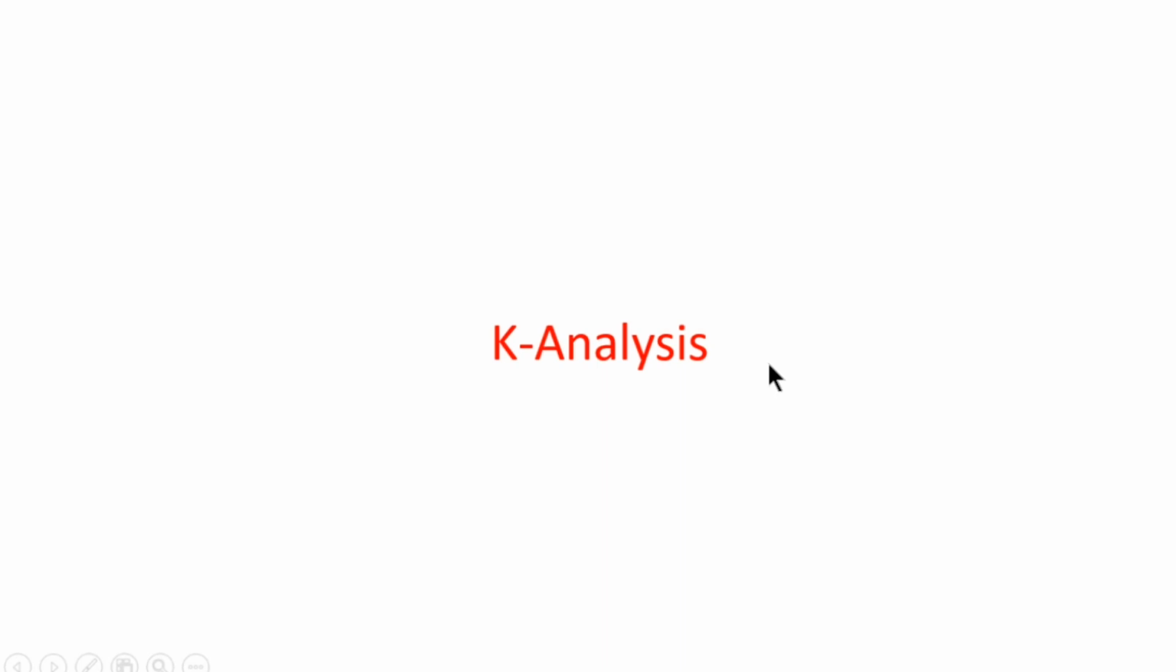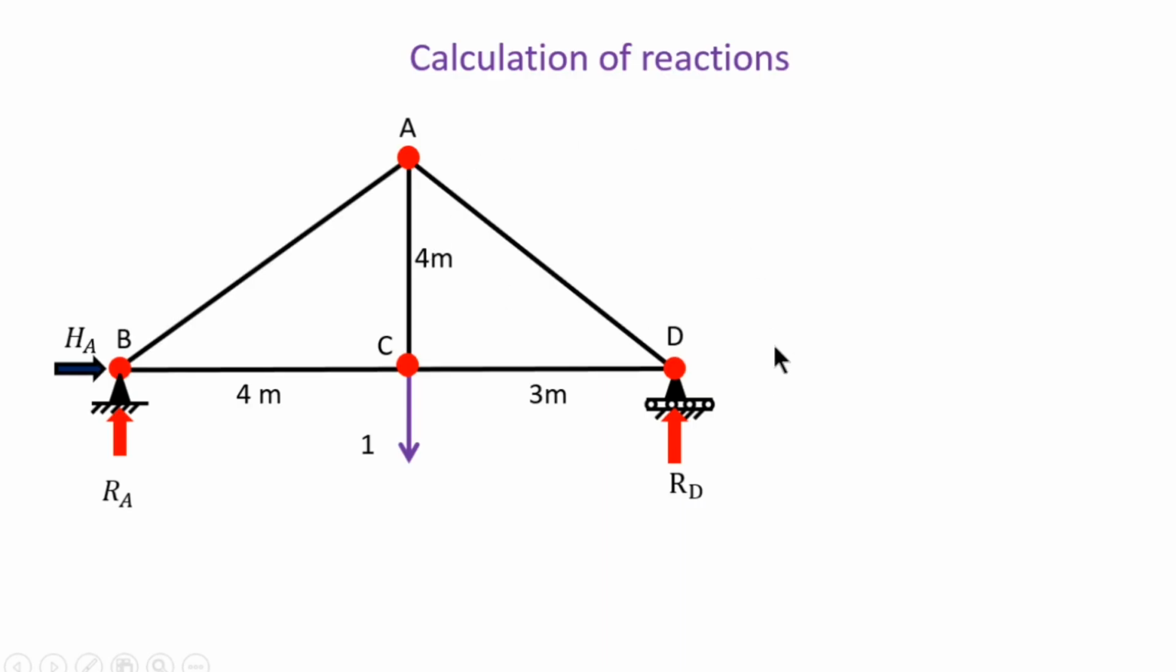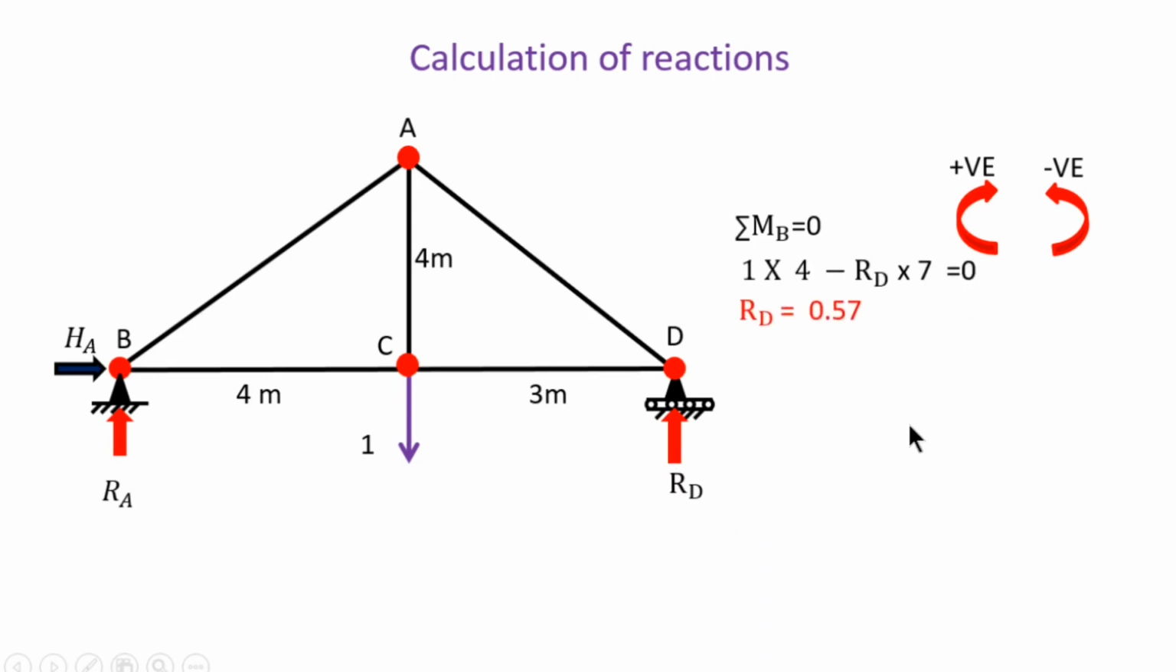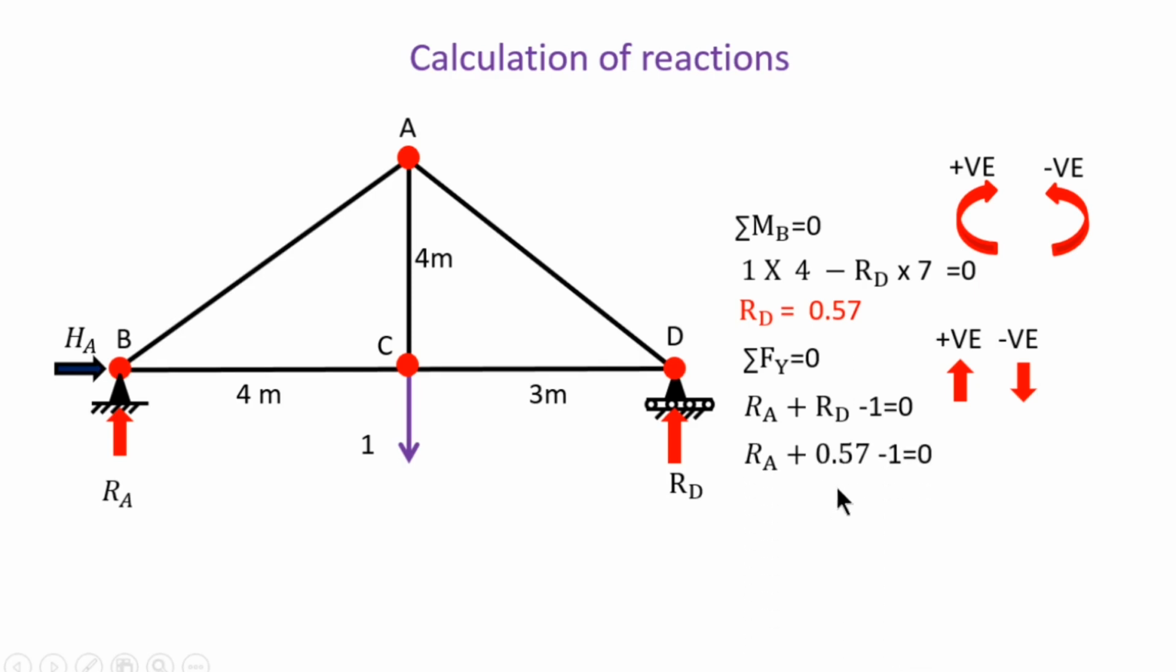Then go for the K analysis, so calculation of the reactions. Sigma MB is equal to 0, clockwise positive and anti-clockwise negative. So 1 into 4 is clockwise and 7 into RD is anti-clockwise. So RD is equal to 0.57. Then apply the sigma Fy condition: RA plus RD minus 1 is equal to 0. RD is equal to 0.57, so RA is equal to 0.43. Now sigma Fx equal to 0. At joint B, there is no other horizontal force, that is why HA is equal to 0.